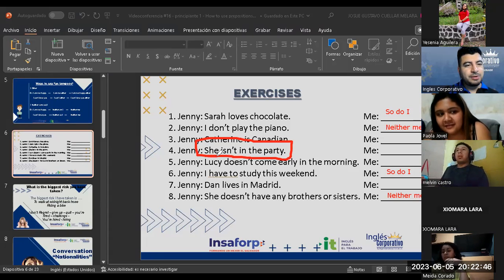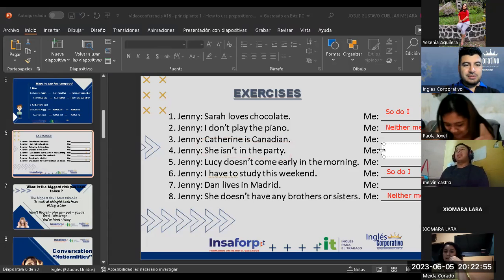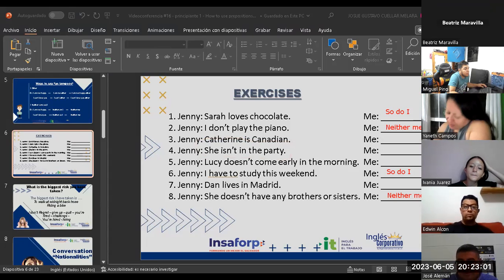Pero ¿cómo decimos yo tampoco? ¿Te recuerdas? Lo tengo por aquí apuntado, dicho. Te doy tiempo, ok. Let's listen to Edwin. And then we go with Ceci.